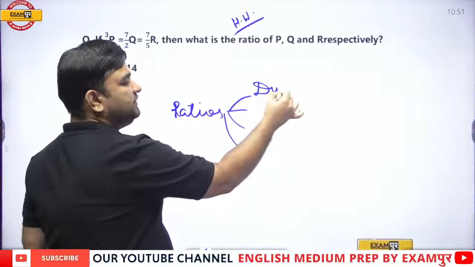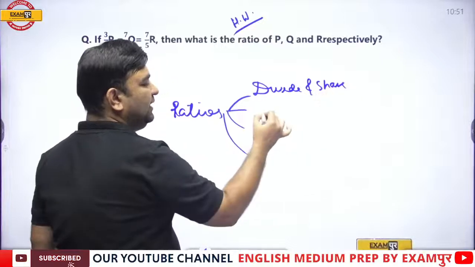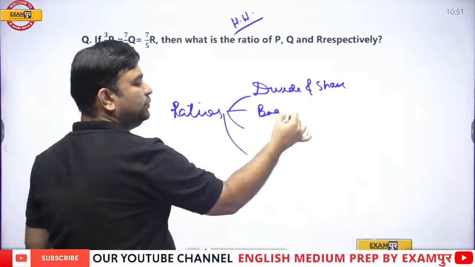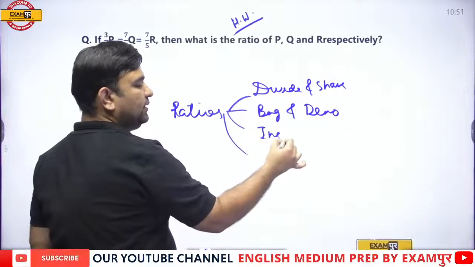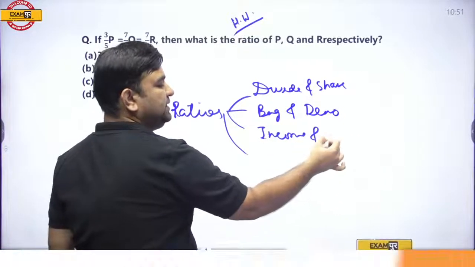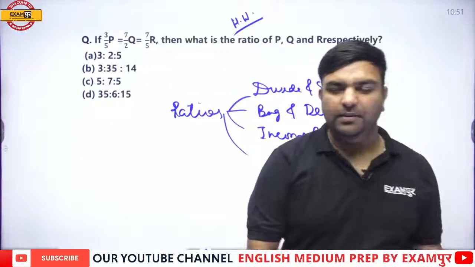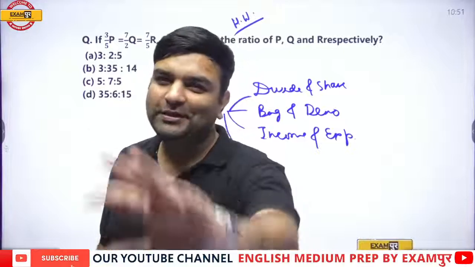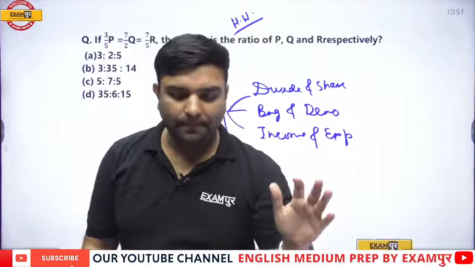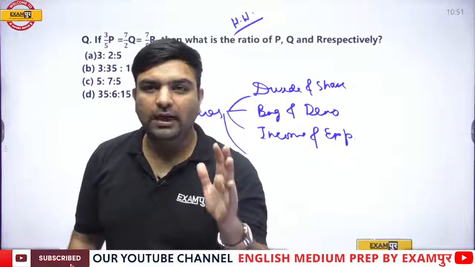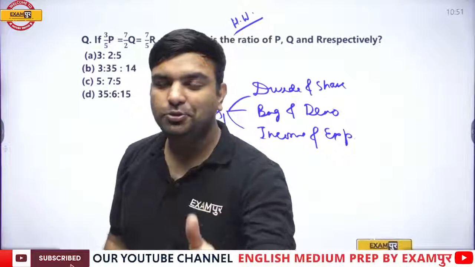The first thing is divide and share. Then there is bag and denomination. Then there is income and expenditure. So all these types are going to be taken by me in separate classes with the theory and practice examples from the basic level to the advanced level.